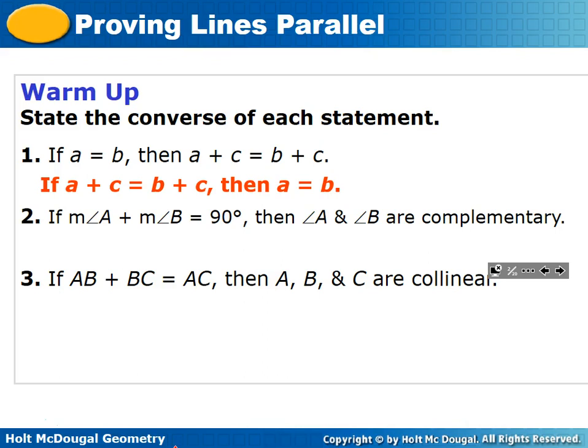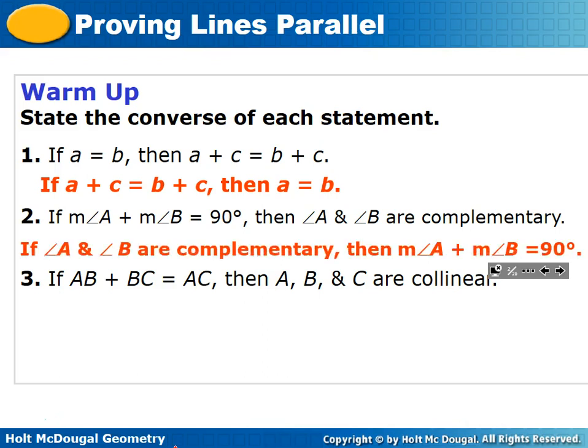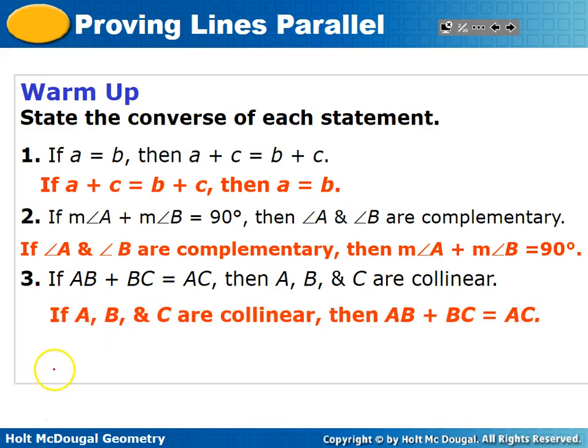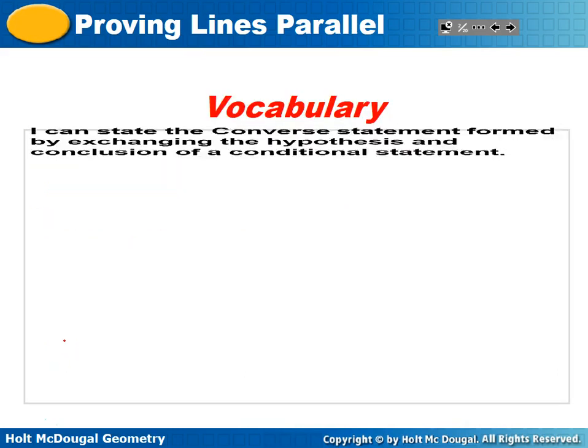Number two, if the measure of angle A plus the measure of angle B is 90 degrees, then angle A and angle B are complementary. Again, we're going to flip it. So if angle A and angle B are complementary, then the measure of A plus B is equal to 90 degrees. Then this third one says if AB plus BC is equal to AC, then A, B, and C are collinear. And this one represents the segment addition postulate, number 3. So we're going to flip it again. If A, B, and C are collinear, then AB plus BC equals AC.